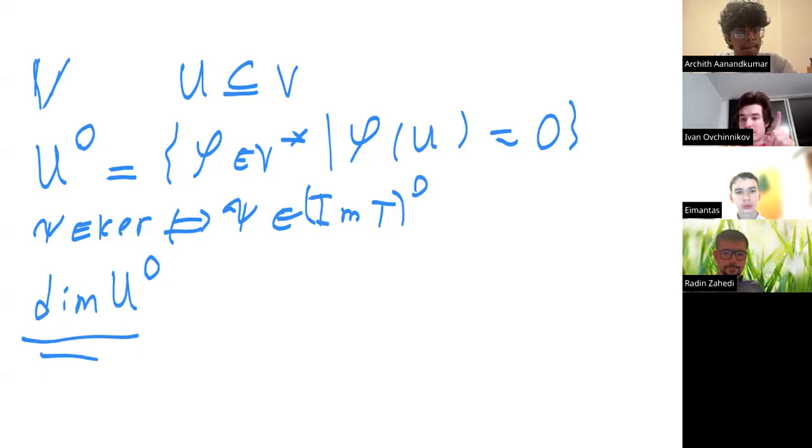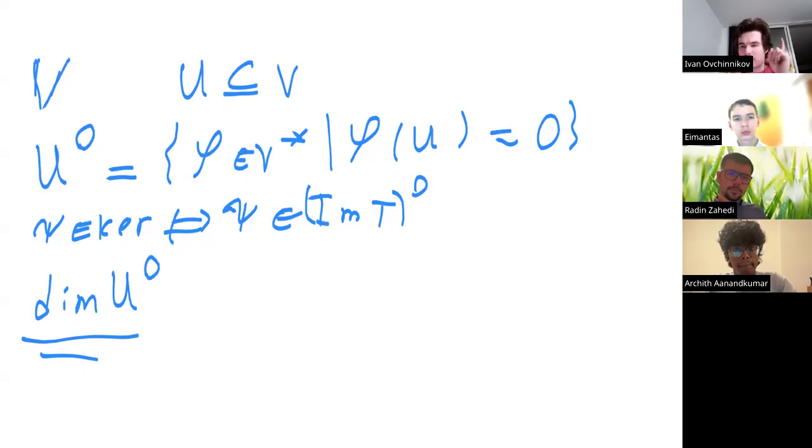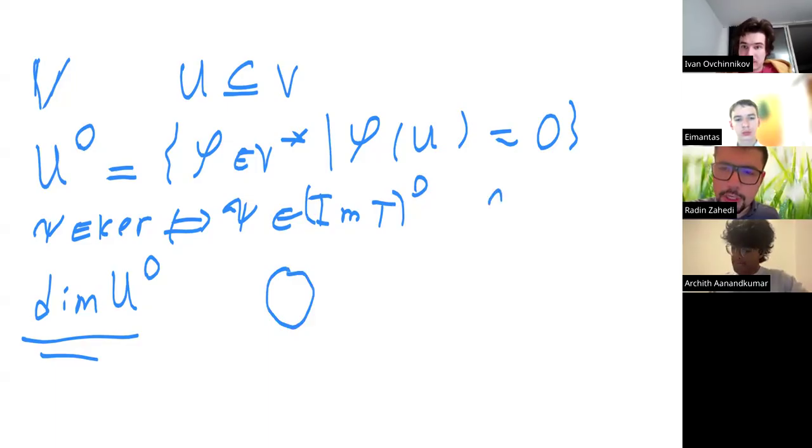Could you stop for a second and rewrite the result on the previous page, what the kernel of T star was equal to? Just for a second. And then Archid had a question. Sure. So we wanted to find all psi's such that psi composed with T, drawing a line here, equals 0.